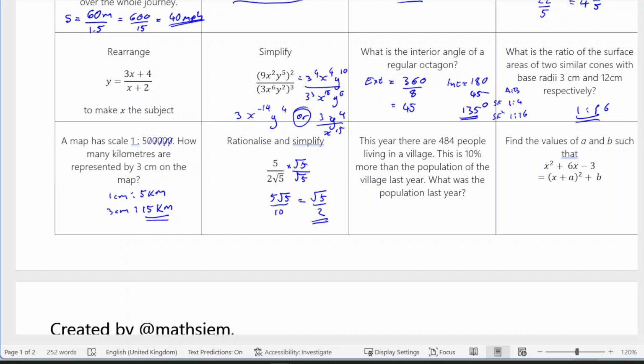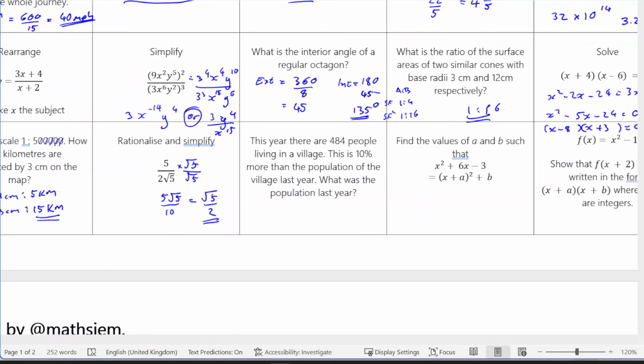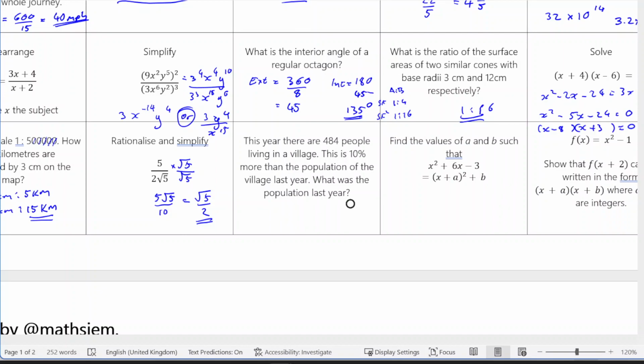Okay, this year there were 484 people living in a village. This is 10% more than the population of the village last year. What was the population of the village last year? Right, so 484 is going to be equal to 110%. And then we want to build that up to 100%, so I'm going to divide both sides by 11 to find 10%.